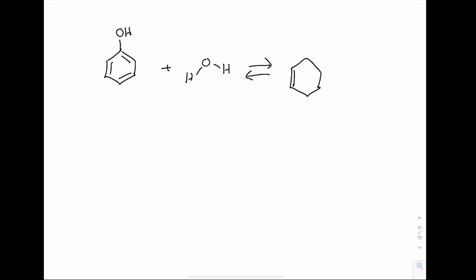Let's do. So what we're going to do after I finish drawing these is determine what's favored. Sorry, this should be a hydroxide. What's favored at equilibrium, my reactants or my products?